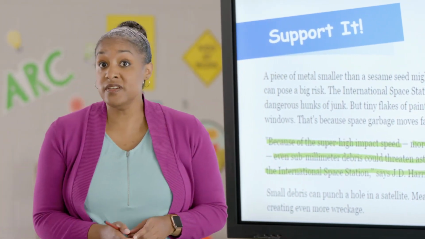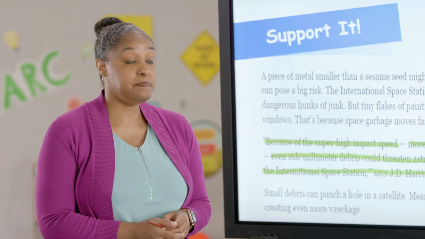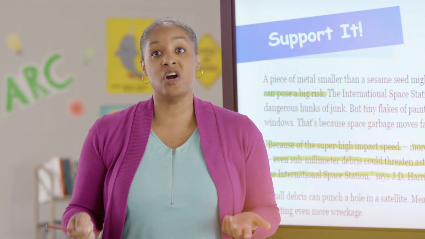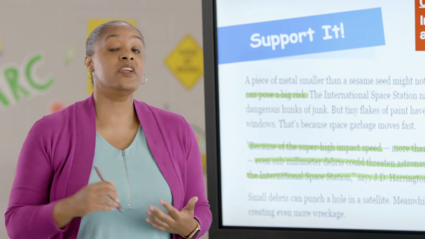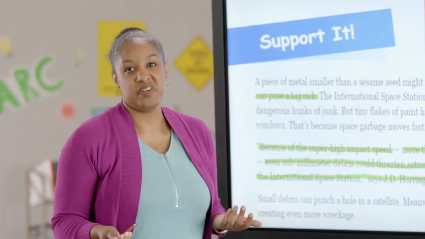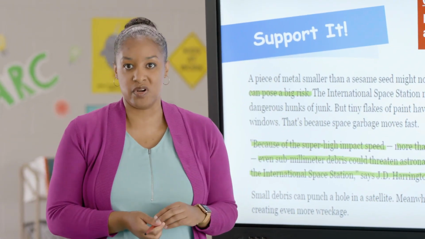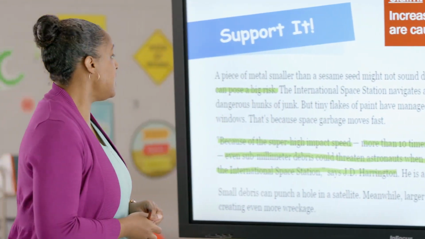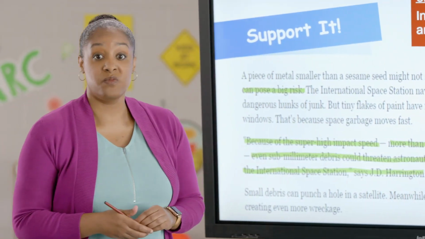Do we see any other evidence to support our claim? So here, I only highlighted one section. There's even more evidence that we could use. Again, our goal is to focus on verifiable information first and then go on to additional evidence that supports the claim. And I have highlighted here, "Yet even these tiny bits can pose a big risk."